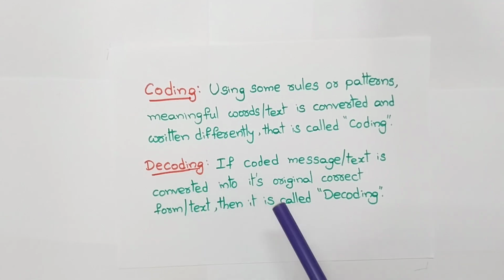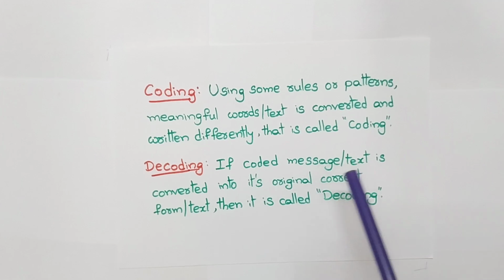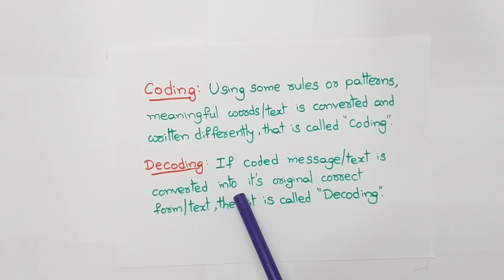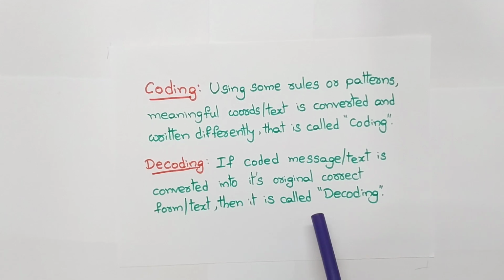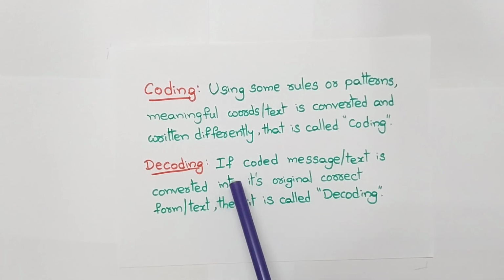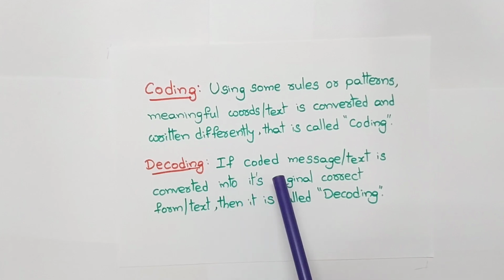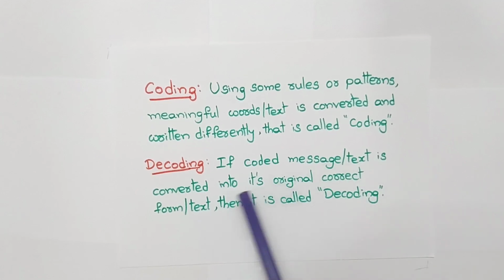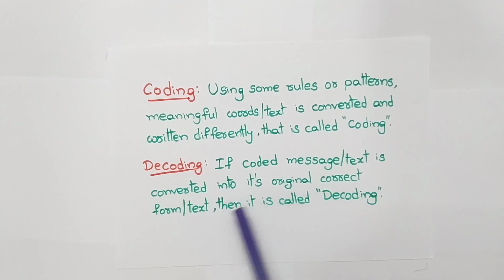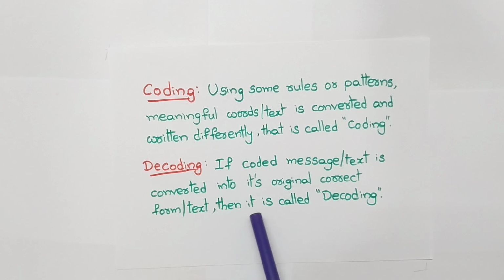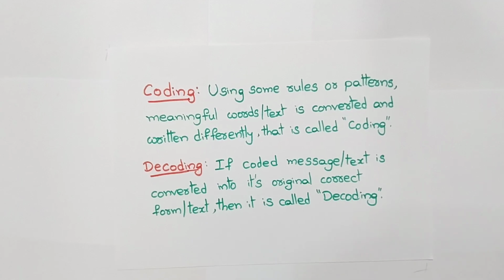What is decoding? If a coded message or text is converted back into its original correct form, then that is called decoding. Very good. Now we do coding and decoding using some patterns.